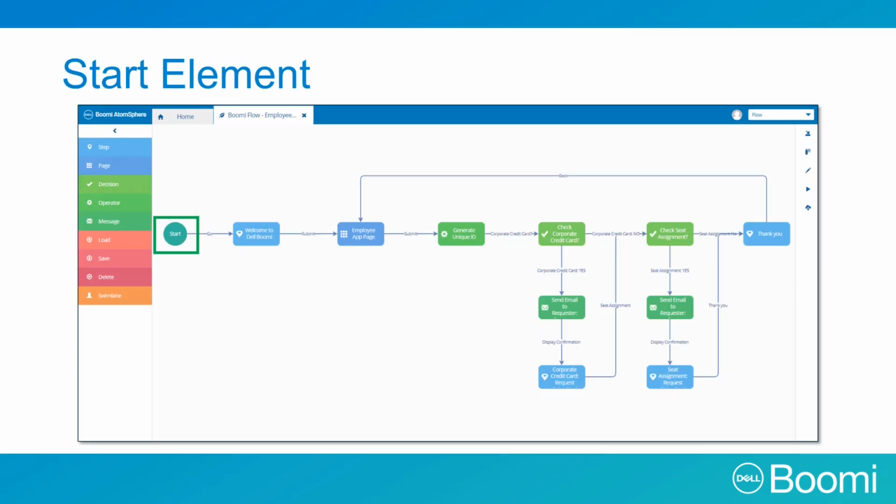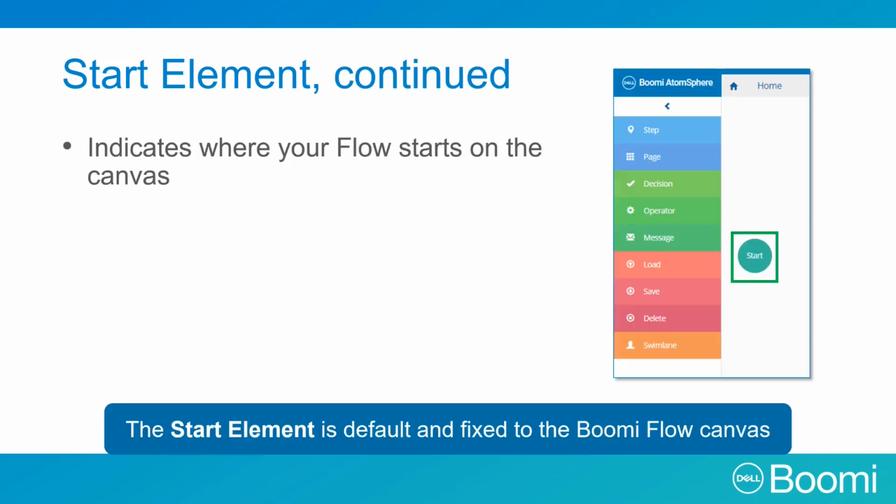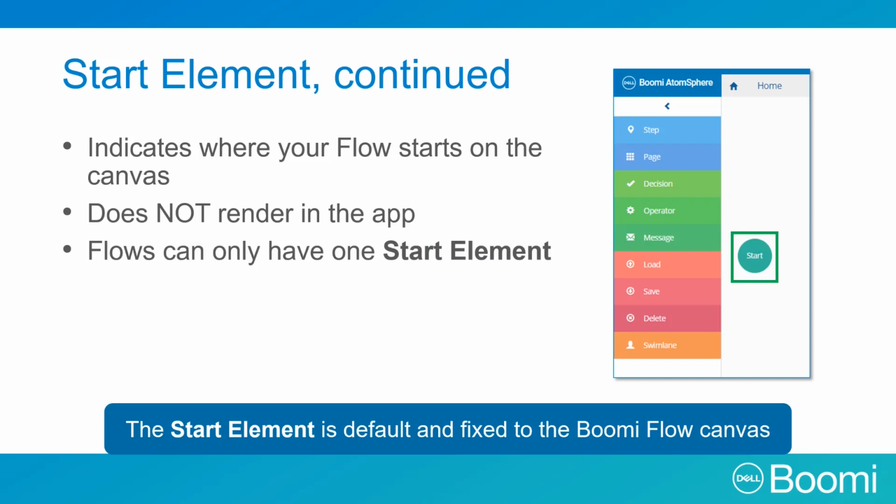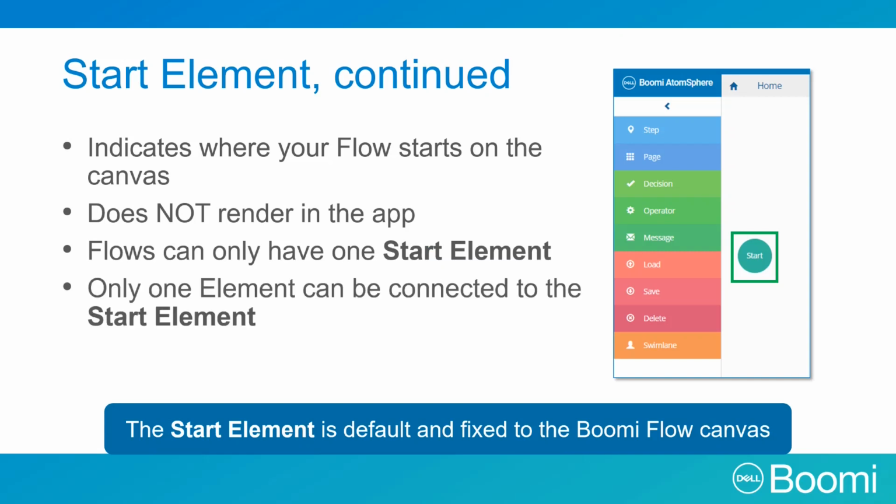In this section, we will speak in more detail about the start element. The first thing you will see on the flow canvas is the start element. This map element is visually represented by a green circle with the legend start written in white text. The start element represents the beginning of a flow. The start element is where your flow begins on the BoomiFlow canvas. The start element is not rendered in your app. Flows can only have one start element, and only one map element can be connected to the start element.